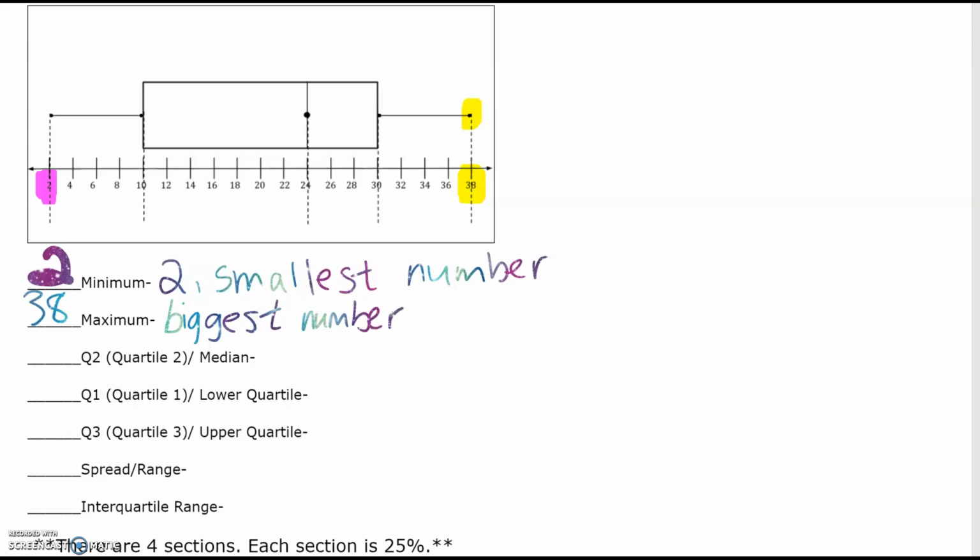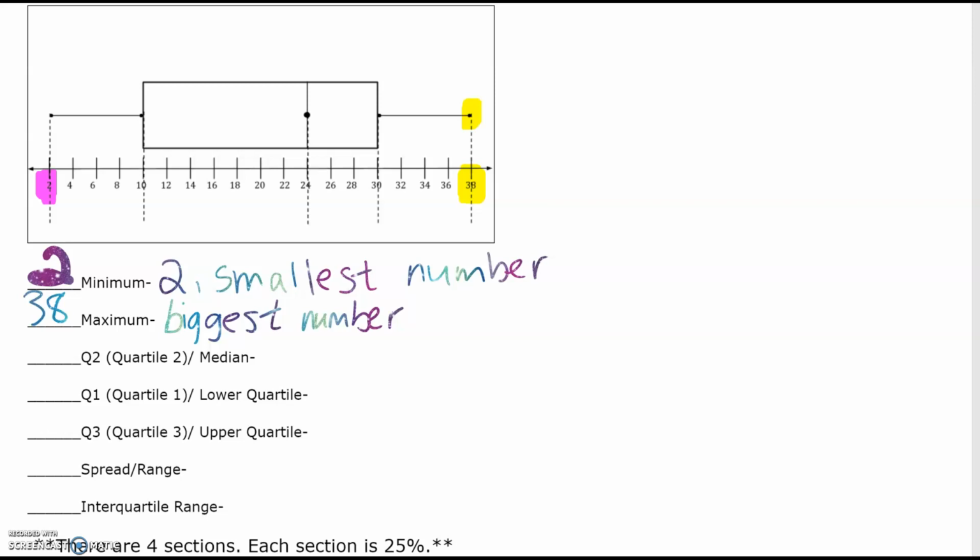So let's talk about the quartiles. This is probably the part that's going to be a little bit confusing, but once you practice it, it really won't be so bad. Okay, so there are 4 sections, and each section is 25%, which makes sense because there's 4 total. So each one is 1/4, which would be 25%.